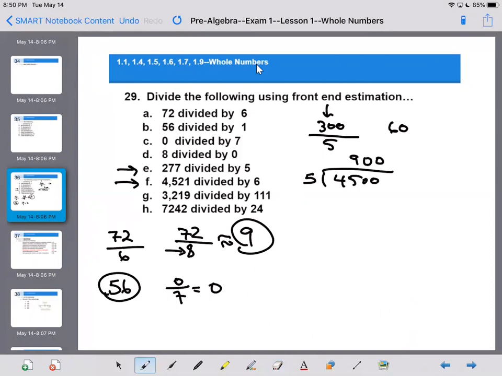Let's look at 3,219. We could say that is close to 3,000, and 111 is close to 100. So what you have here is 3 times 100 times 10, all divided by 100. I'm just breaking up the 3,000. Well, the hundreds will divide out, leaving you with 3 times 10, so your answer is going to be 30.